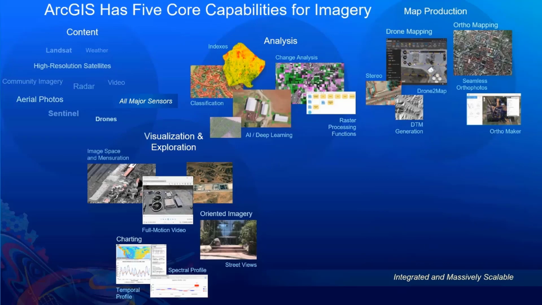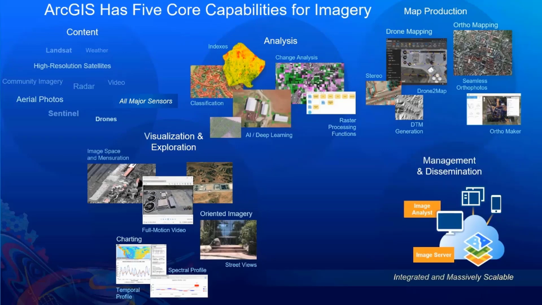Through maps, you can show findings of your analysis. We have different capabilities to create different kinds of maps such as orthophotos, DEM surfaces, etc. Once you are done with map production, final step is management and dissemination. We have fast capabilities to manage, distribute, and share data through web services. ArcGIS has all the necessary capabilities which are required to work with rasters.